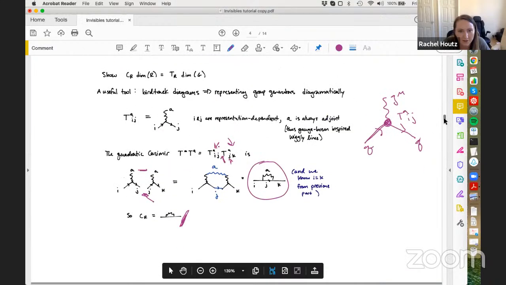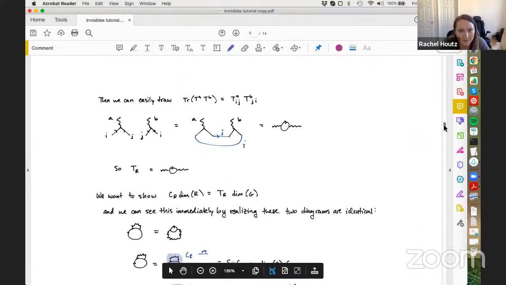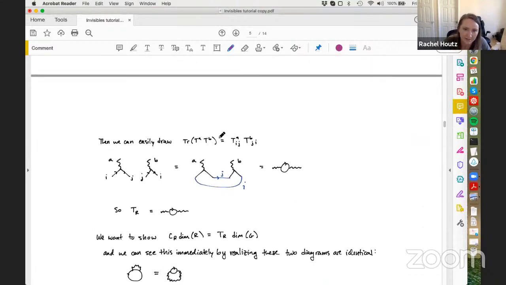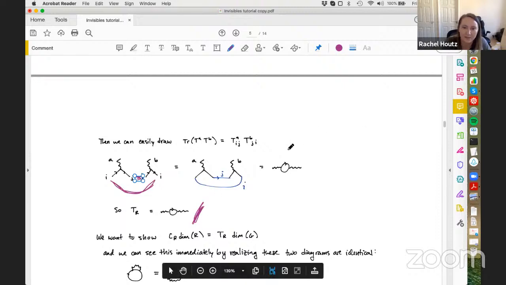And then you can do the same for the index of the representation. The index is the trace of T^A and T^B. Now A and B are different, but this trace means that the indices are related. So I can write out this trace in index notation like this, and then write my two generators, but now J is connected by the matrix multiplication, and I is connected by the trace. And so you get a diagram, which you can write more neatly, and you get a diagram that looks like this. So this is a diagram that's the index of the representation, or this is a diagram that's T_R.